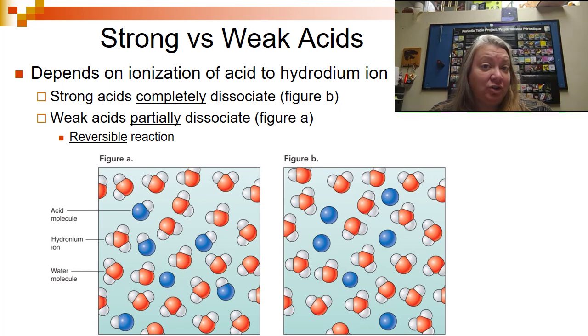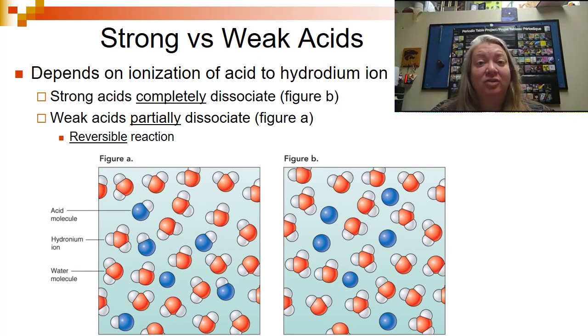Weak acids partially dissociate, meaning when you put them in water, most of them are going to stay as an acid. So if you look, most of them are staying as the acid molecule where you have the blue with the white that's attached. But a couple of them have broken apart where you'll see the blue molecule and then you'll see a hydronium someplace else where that H plus has attached itself to a water. This is a reversible reaction, so the parts that break apart can come back together and the acid can then go ahead and break apart. So it goes back and forth.